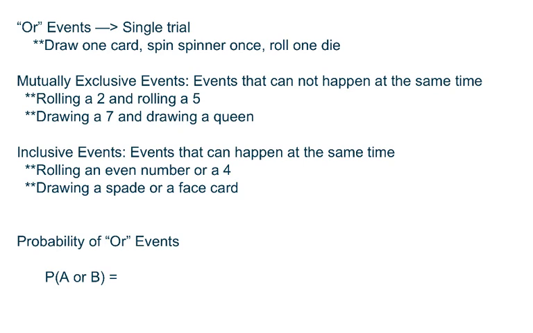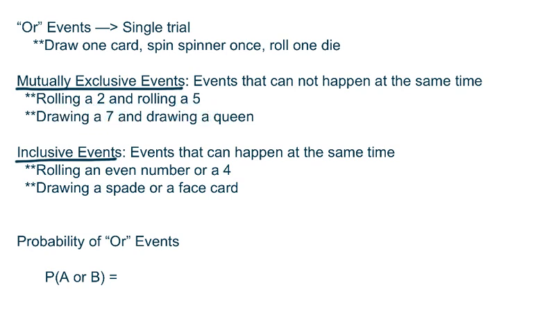Now, OR events involve a single trial, meaning we're drawing one card, we're spinning a spinner once, we're rolling one dice. Well, I guess plural, singular of dice is die. It's a number cube. The book usually refers to it as a number cube because technically it is, but usually we call it a die. Okay, so when we're talking a single trial, we have two different types of events. We have mutually exclusive events, or we have inclusive events. Mutually exclusive events are events that cannot happen at the same time. For example, we can't roll a 2 and roll a 5 with one roll.